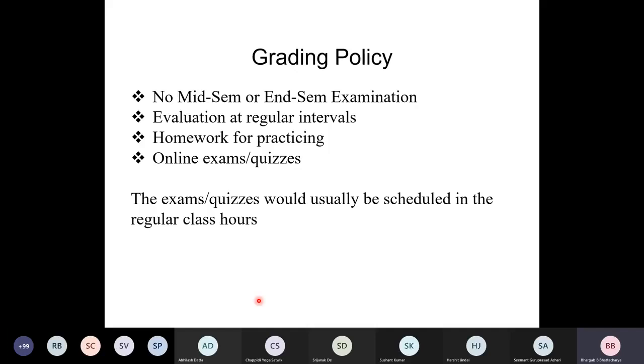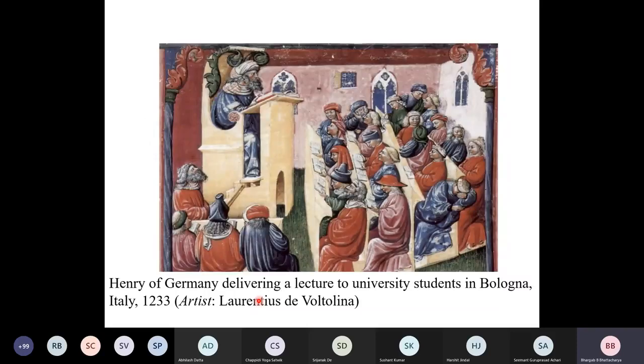So let me start in a lighter mood. Look at this nice painting from the 13th century. It depicts the scenario of a classroom. You can see the instructor, Henry of Germany, conducting a class here, giving a lecture, standing at the podium. And you can see the students here. The students sitting in the first bench are serious, taking notes and so on.